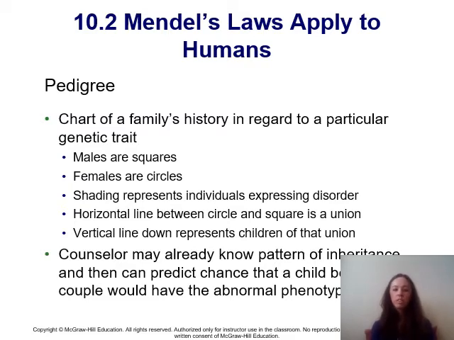Males are going to be characterized by squares. Females are characterized by circles. Shading represents individuals with the genetic disorder. A horizontal line between a circle and a square is a union, and then a vertical line down represents children of that union.